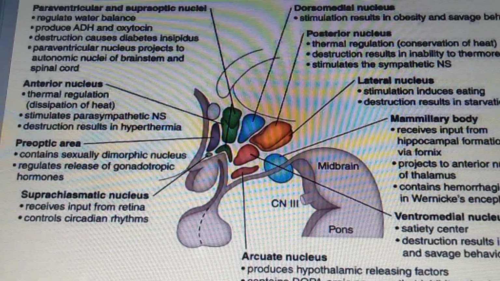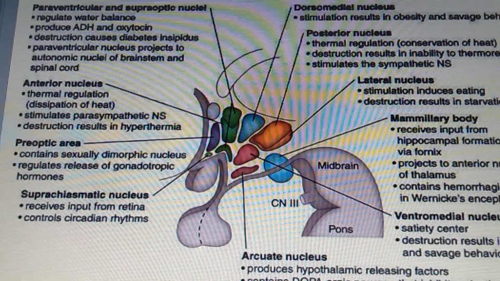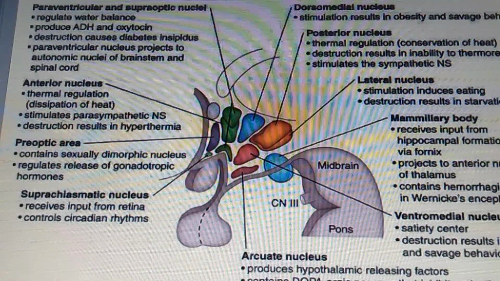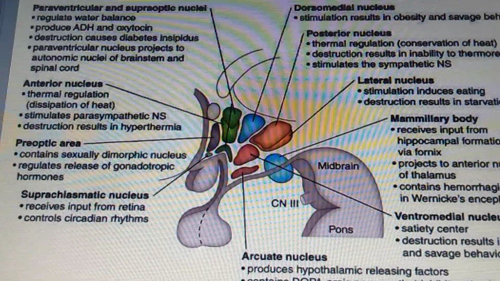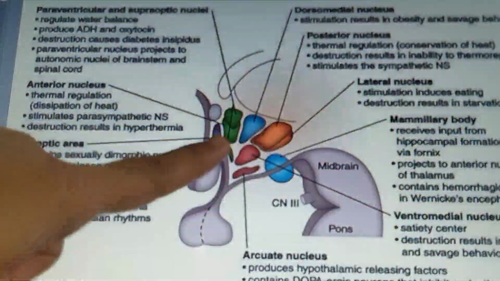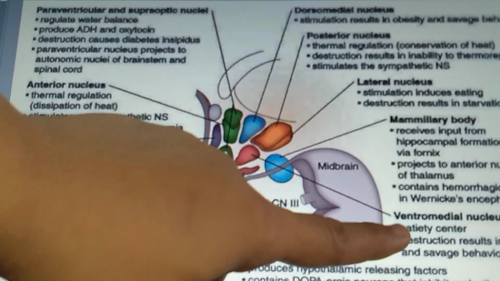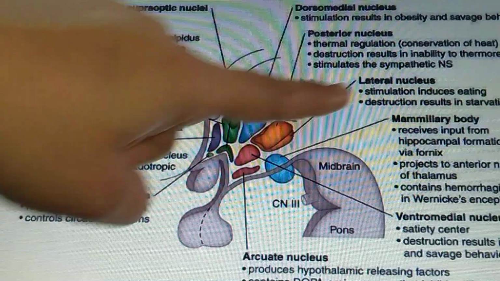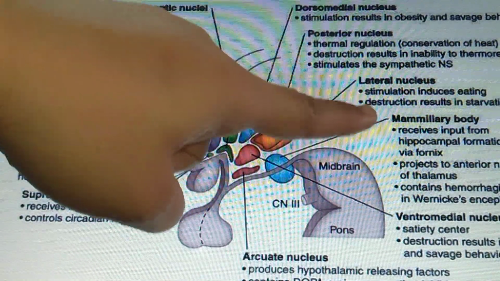Next is regulation of the food and water intake. The hunger or the feeding center is placed laterally and the satiety center is placed medially. Okay, here you can see the ventromedial nucleus showing the satiety center, right? And you can see here the lateral nucleus, showing the stimulation inducing eating, right?